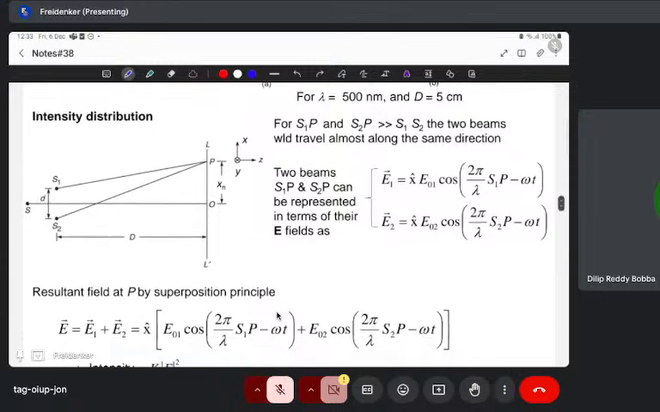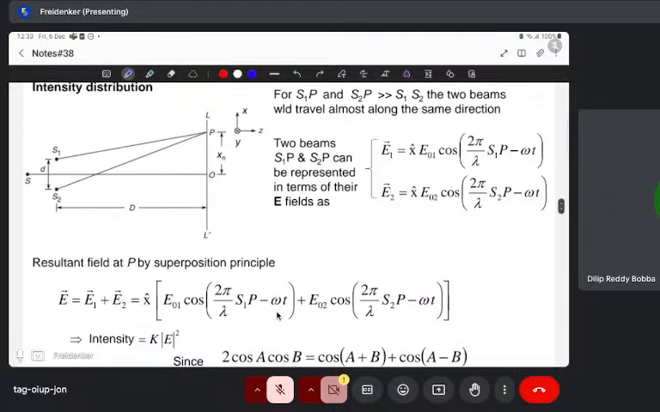Okay, intensity distribution. What is happening? This is K. Okay, and what is S1P? S1P is the distance, right?